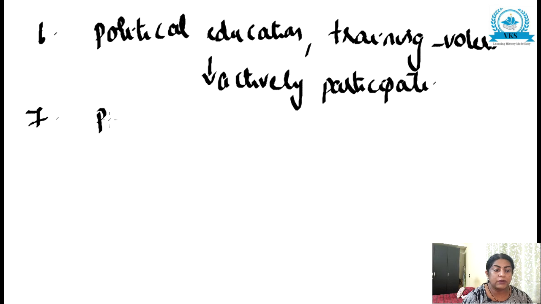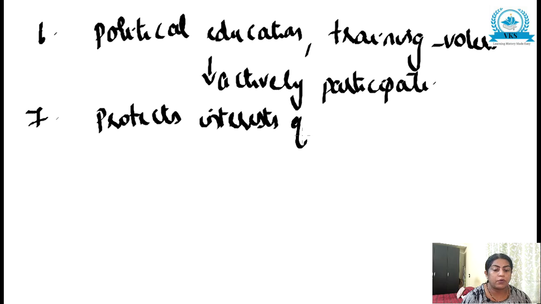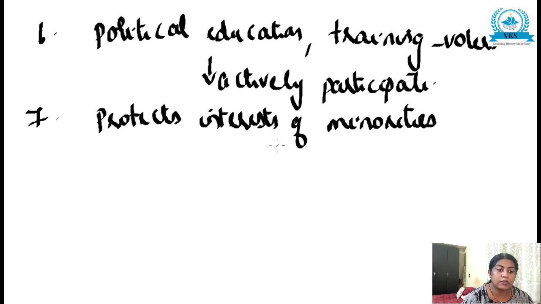And it protects the interests of minorities. It also protects interests of minorities by providing a representation in legislature. So election protects the interests of minorities by providing the representation in legislature.